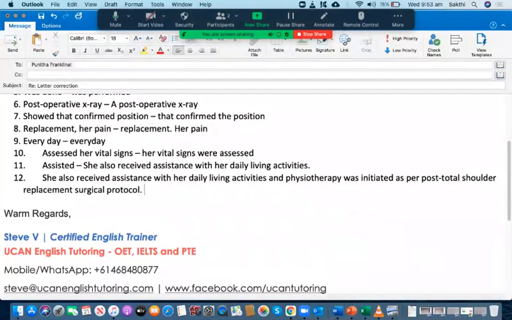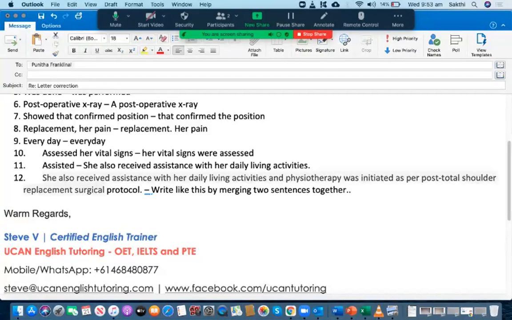Okay, that's good. So write like this, by merging two sentences together. When you write this sentence, you should be able to have good control of the language and the sentence structure, because it's not really long. You are going to use "and" in between and connect two simple sentences together. So: she also received assistance with daily living activities, and physiotherapy was initiated as per post total shoulder replacement surgical protocol. Perfect.